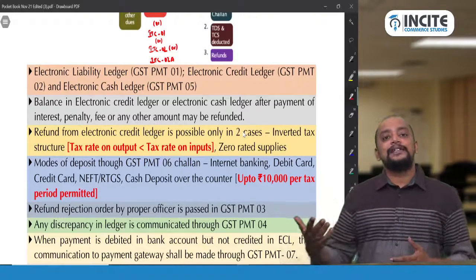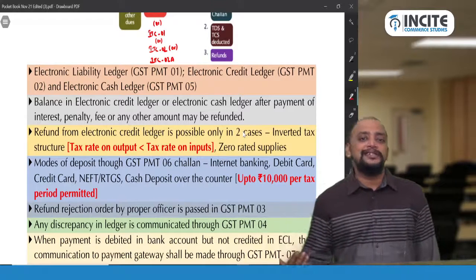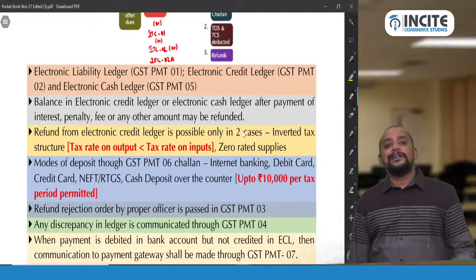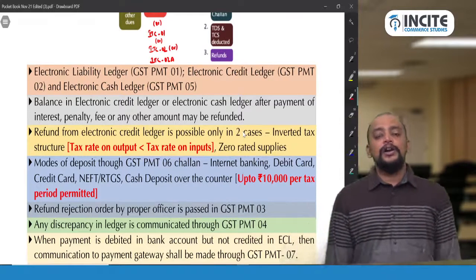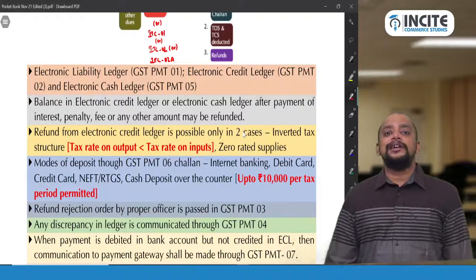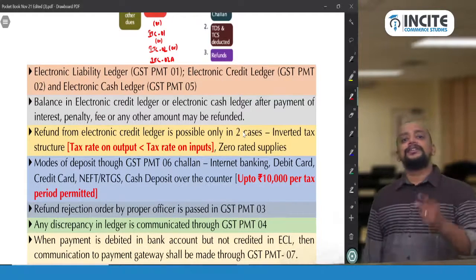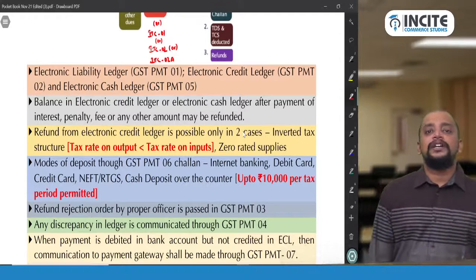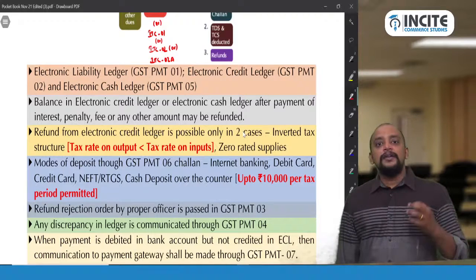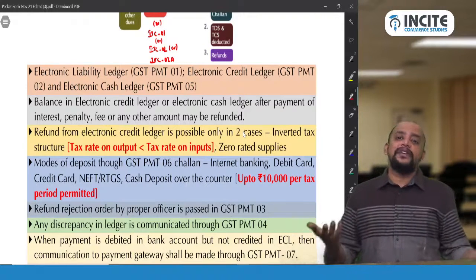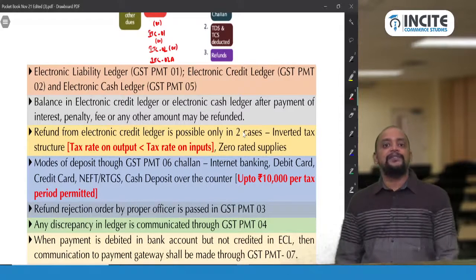Because whenever my tax rate on inward supply is high, say 18%, and the tax rate on my outward supply is less, say 5%, I have more credit and less liability, so I will get a refund of the unutilized ITC. Or in other cases like zero rated supplies, that is exports or supplies to SEZ. So in inverted tax structure and zero rated supplies, whatever balance of unutilized ITC I have, I can claim it as a refund. But otherwise the balance from the credit ledger we cannot claim as a refund. And for the cash ledger, there are no restrictions, anytime we can claim the refund.